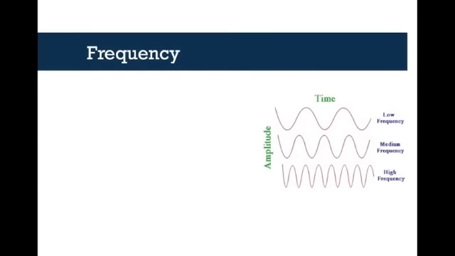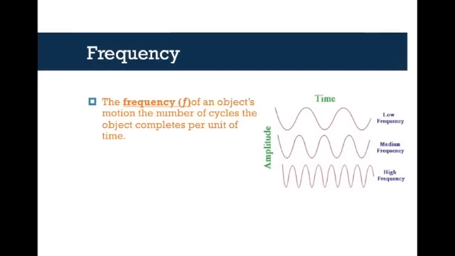Frequency is sort of the opposite of period. So when we're talking about frequency, instead of talking about how long it takes for one cycle, we're talking about how many cycles you can complete in a certain amount of time. Frequency is the number of cycles an object can complete in one unit of time.